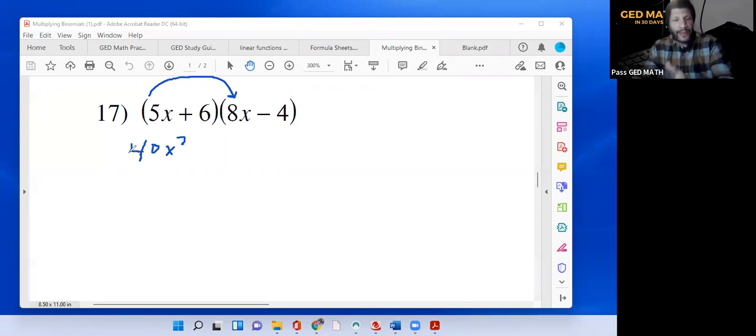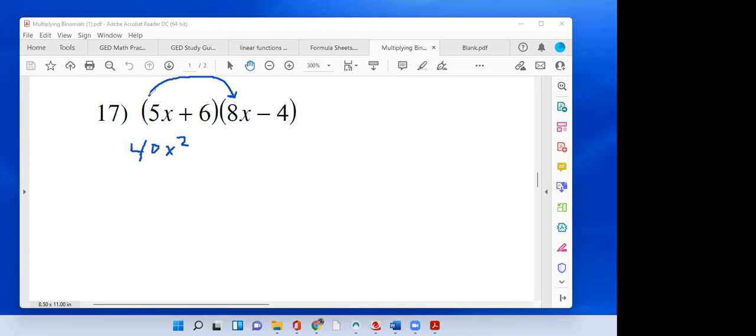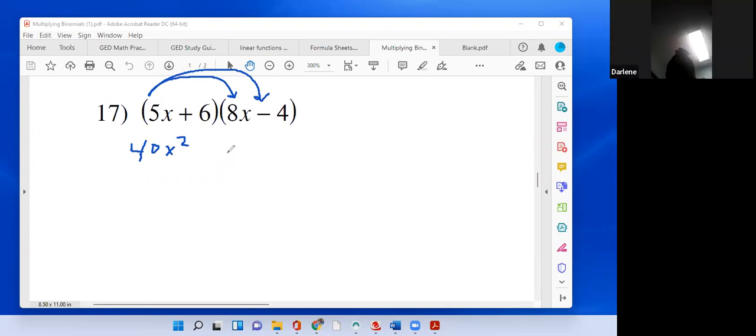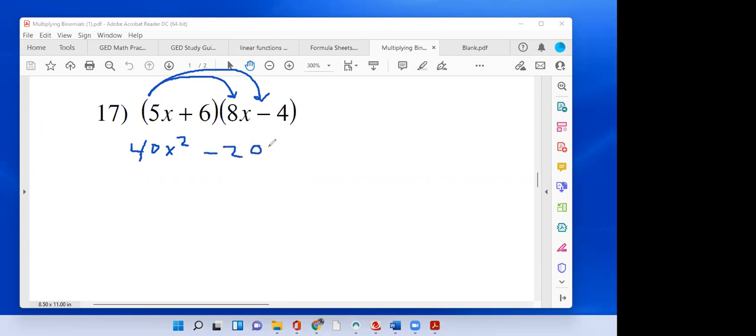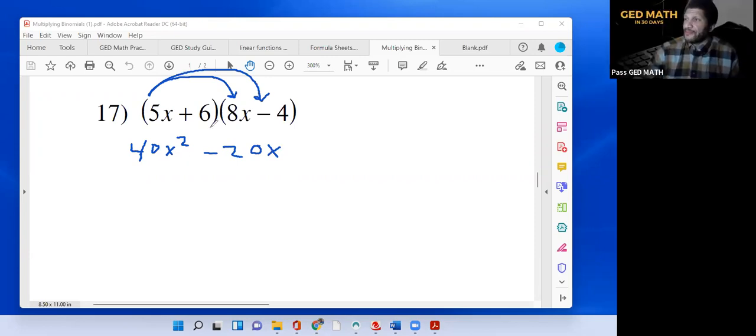Remember, when you're multiplying binomials, there are five steps. You multiply four things, and then you combine like terms. What is the next thing we're going to multiply? 5x times negative 4. And what's that? Negative 20x. Okay, what are we going to multiply next?